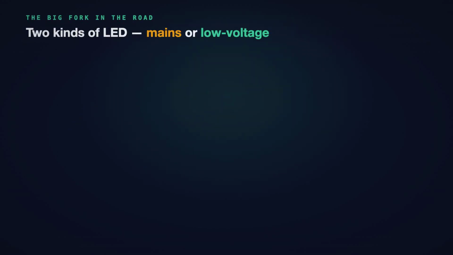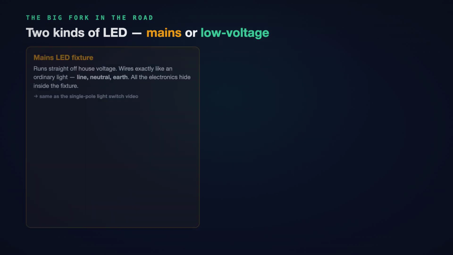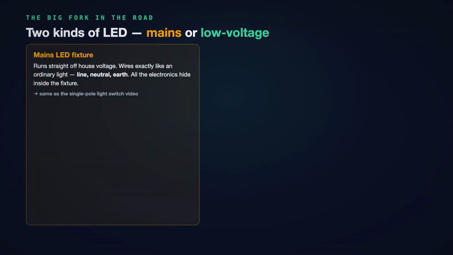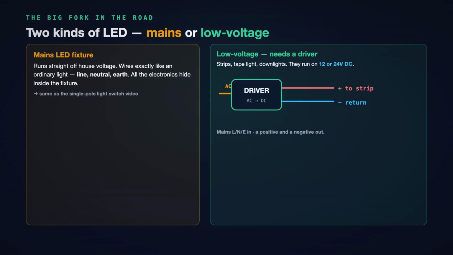So start with the big fork in the road. Is your LED a mains fixture or a low-voltage one? A mains LED fixture runs straight off your house voltage. It wires exactly like a normal light. Line in, neutral out, earth for safety. All the clever electronics live inside the fixture. If that is you, the light switch video covers this wiring one-to-one.